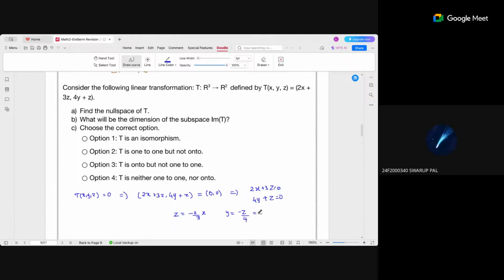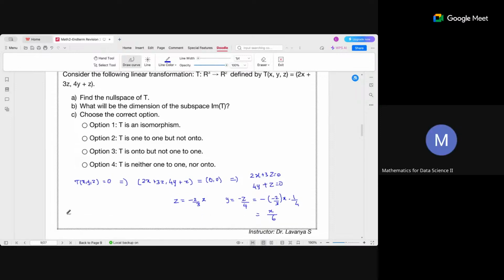Now you already know that z is minus 2 by 3 x. And then here you have a 4. So what will you have? x by 6. Right? So now your kernel of T or null space of T is nothing but x comma y comma z equal to x, x by 6, and minus 2x by 3.